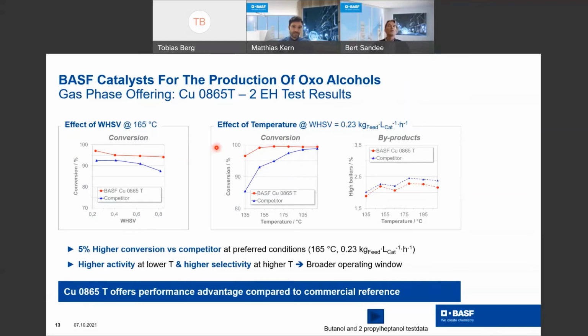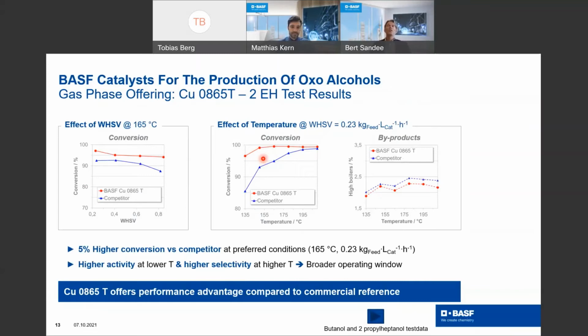And then we also looked at the impact of the temperature to have an idea on the operating window. And what you can see immediately in the middle graph here, in the red line, is that going to lower temperatures, even below 155 degrees, the 0865 remains at a much higher conversion compared to our benchmarking competitive catalyst.